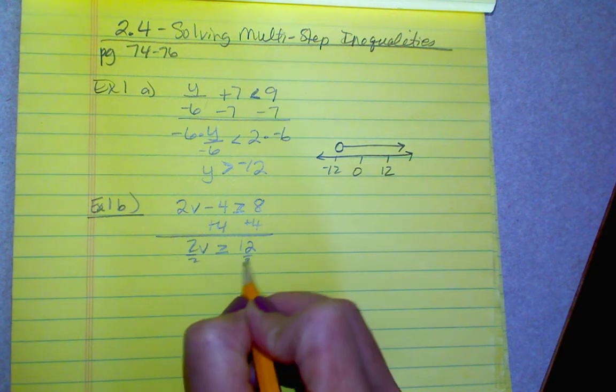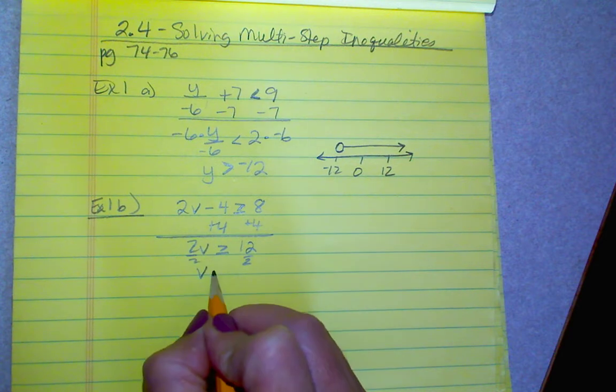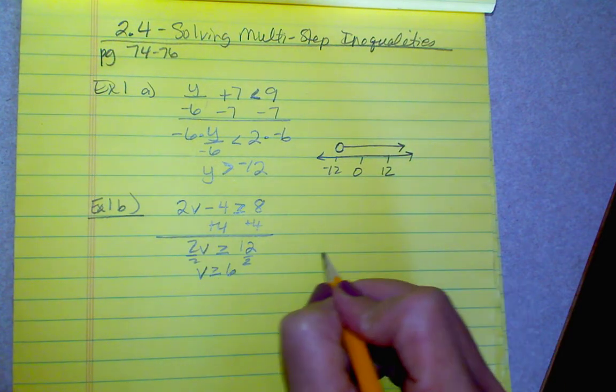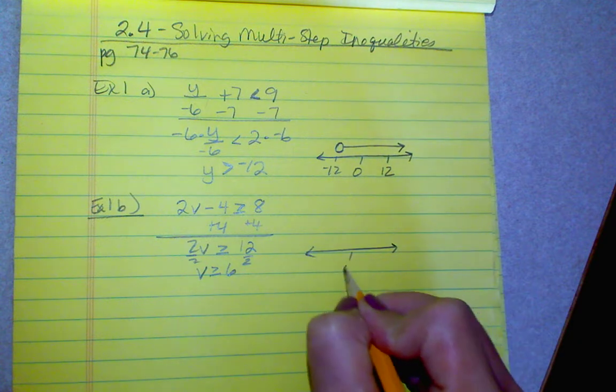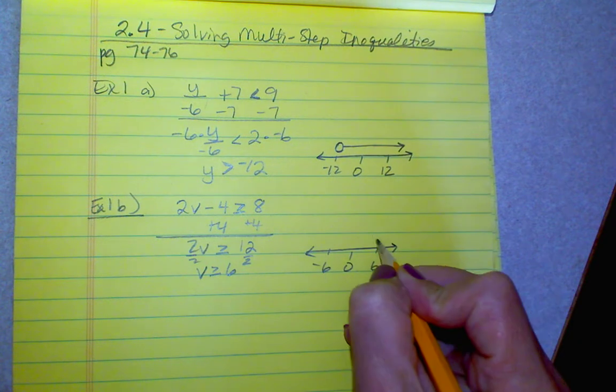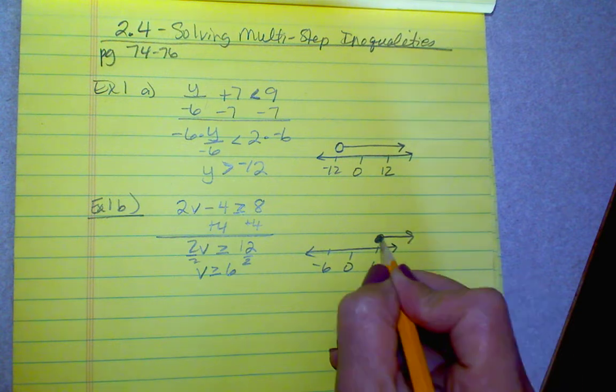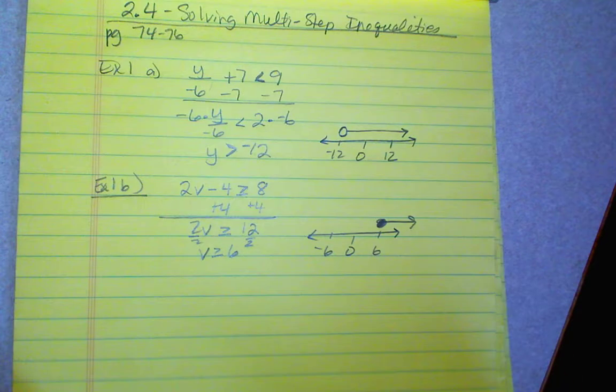That's one of the common mistakes I see people do. You're going to divide by 2. You are not dividing by a negative, so keep the sign the way it is. b is greater than or equal to 6. You guys are having really no problem making sure that you include 6 into your solution set. And so that's why we're going to fill it in.